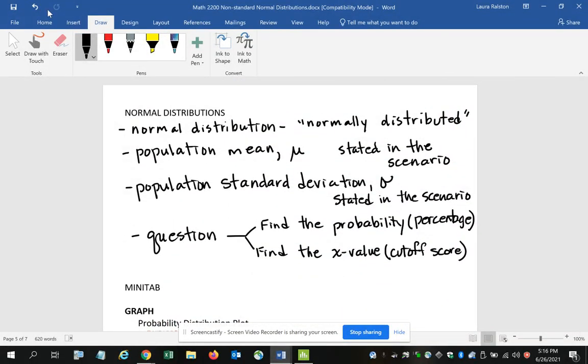Okay, I hope those examples help. I didn't do the answers to the last ones. I'll add the answers on there for those of you who are going to use that document. But hopefully these examples will help you have a better understanding of how to use Minitab to solve the probability problems related to the normal distribution.